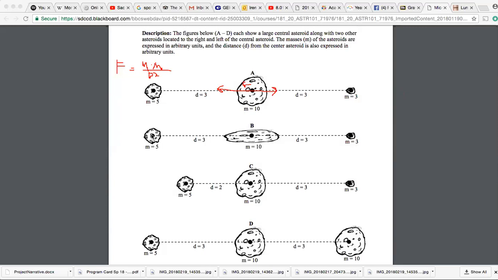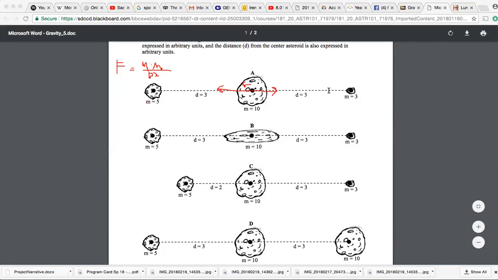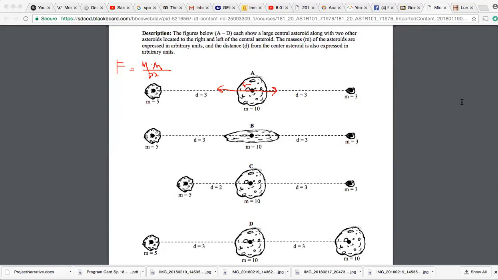I had a question. The way we're describing it is as if the asteroid on the left is pulling. Since the asteroid in the middle is bigger, wouldn't it be going towards it? Well, sure, we don't know what's going on over here, right? Yeah, that's the same thing.